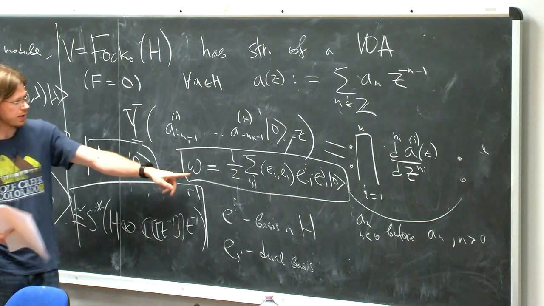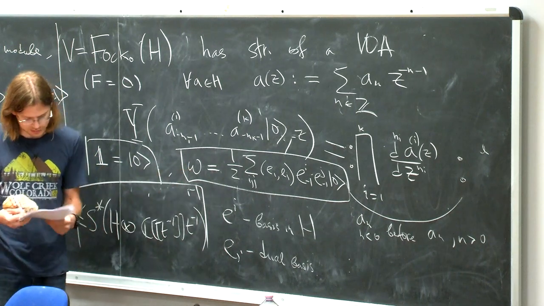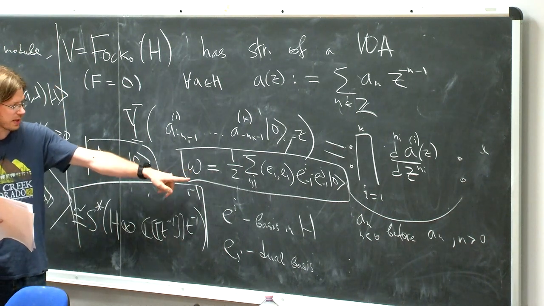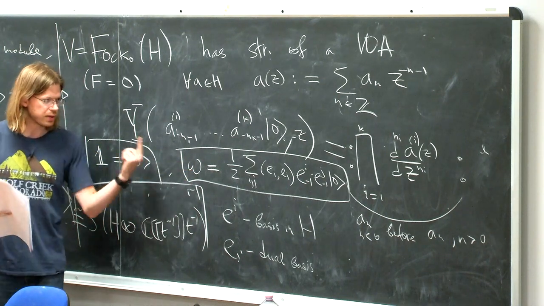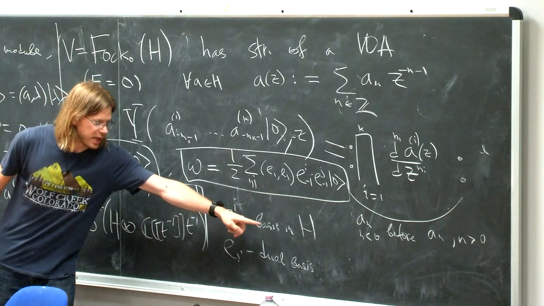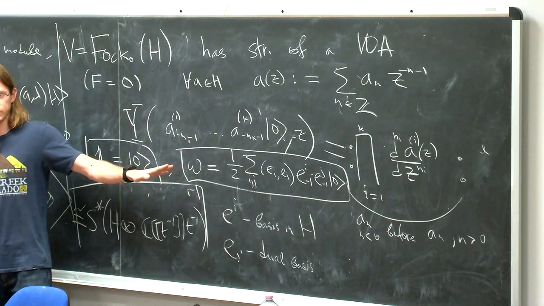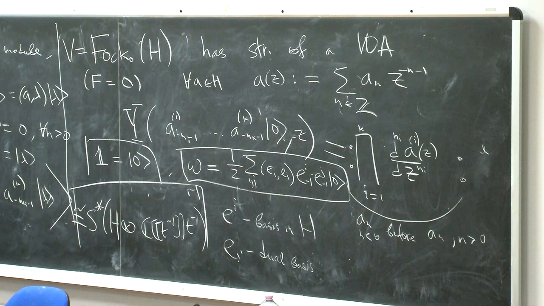So this is a bit different from what you saw yesterday, where the conformal element depended on the choice of an element here, but here it's kind of unique. Any questions? Okay.